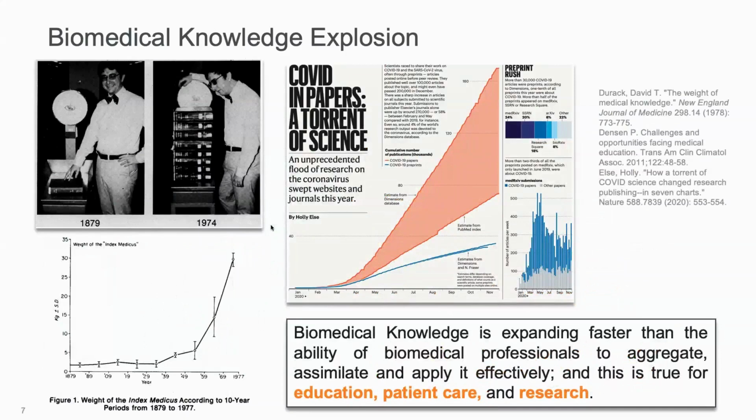And similarly, there's an explosion of biomedical knowledge. On the left-hand side, you see a picture of the journal called Index Medicus, which had all the medical knowledge. And you can see the size in 1879 versus 1974.